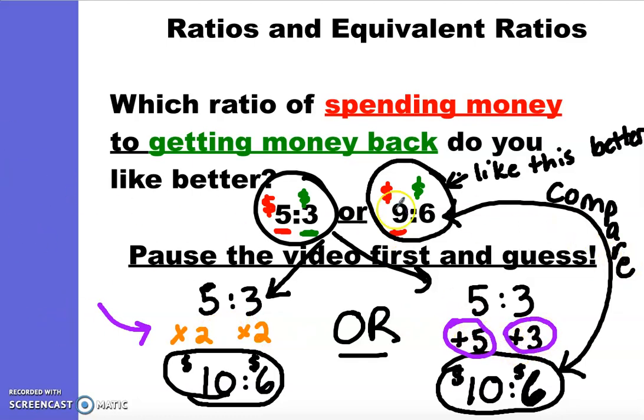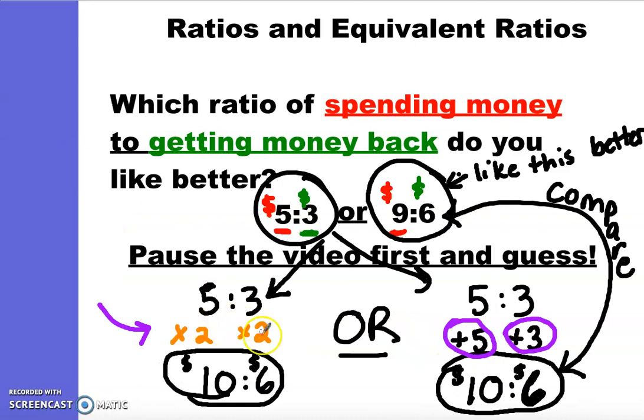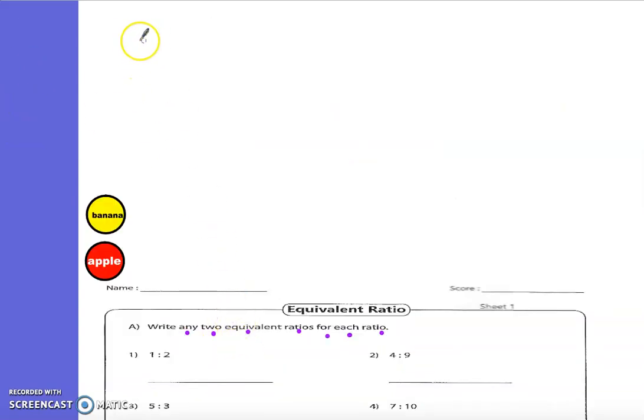All right, now let's take a look at some problems. Okay, it says here, I hope you can all see it, write any two equivalent ratios for each ratio. Okay, I want you to remember that we were able to multiply and we were able to use addition, and you can do that for these same problems. So number 1 says 1 to 2.